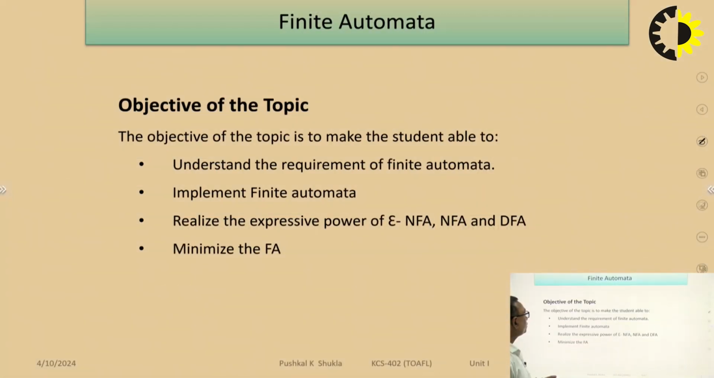So what is the objective of this topic of finite automata? The objective of this topic is to make students able to understand the requirement of the finite automata, implement finite automata, realize the expressive power of epsilon NFA, NFA and DFA, and also the difference between the DFA and NFA, and how to minimize the DFA or FA, and how to minimize the NFA, that is, how to minimize the FA.